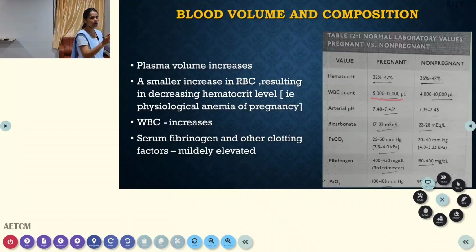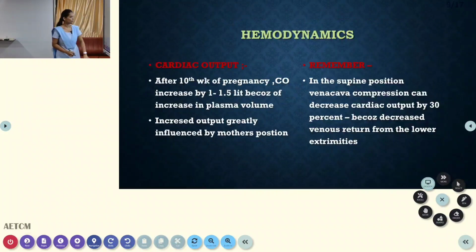So these are all normal in pregnancy. If you see the ABG of a pregnant woman, pH of 7.4 to 7.45, bicarbonate of 17 to 22, and PaCO2 of 25 to 30, these are all normal in the pregnant woman. Fibrinogen is mildly elevated, 400 to 450 mg per dL. These are all normal values in pregnant women, so we want to consider these values while interpreting normal laboratory investigations.